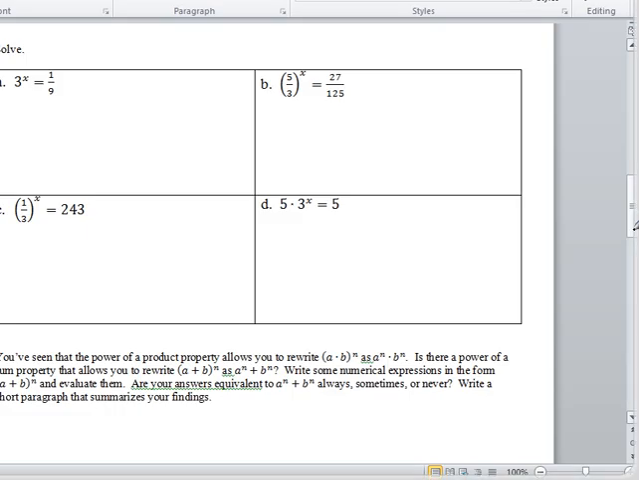All right. Do you get that if I could make these both be 3 to the something, that then the bases would cancel? So, what's 1/9? 3 to the what? Negative what? 2. And now my bases can cancel, and what's the answer? X equals -2.